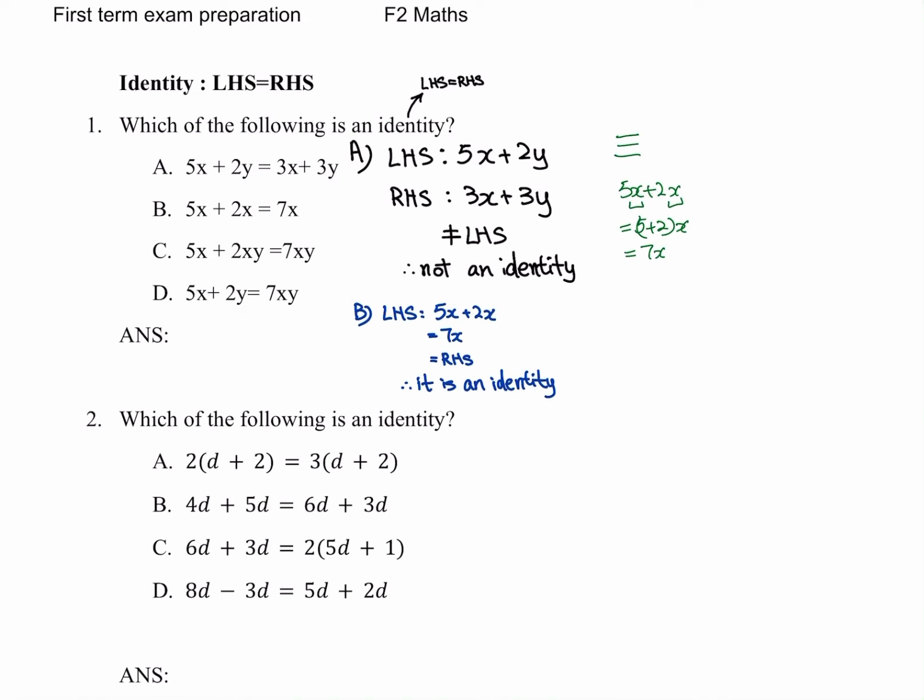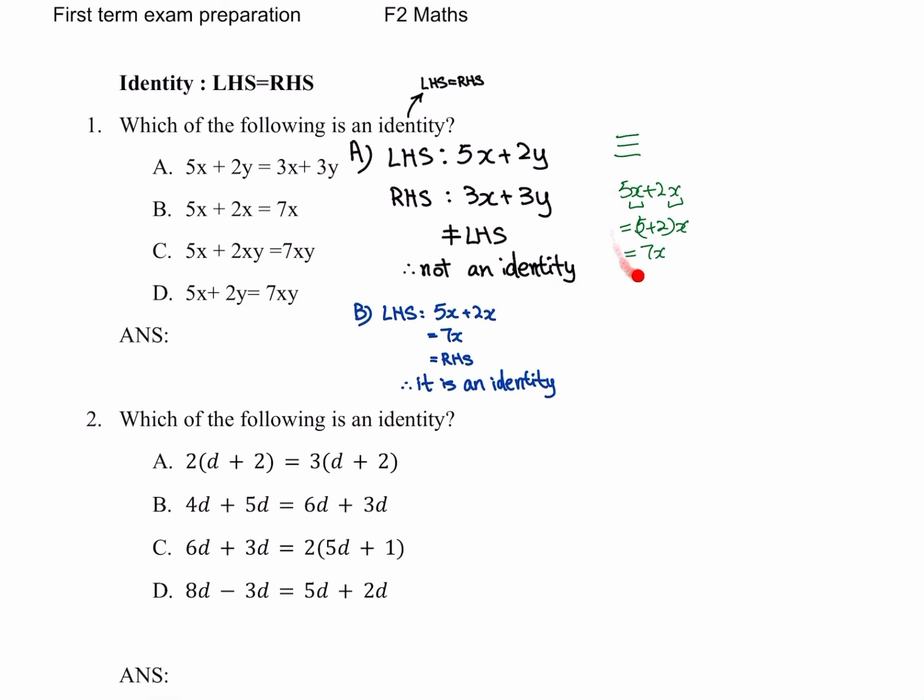How about the right hand side? 3x plus 3y. Again, we cannot do anything. Now, why is it not equal to the left hand side? We have to compare each of the coefficients. Compare the x first. On the left hand side, the coefficient of x is 5, but on the right hand side, the coefficient of x is 3. They are not the same number. 5 is not equal to 3, so it already tells you that they are not equal to each other, so it's not an identity.